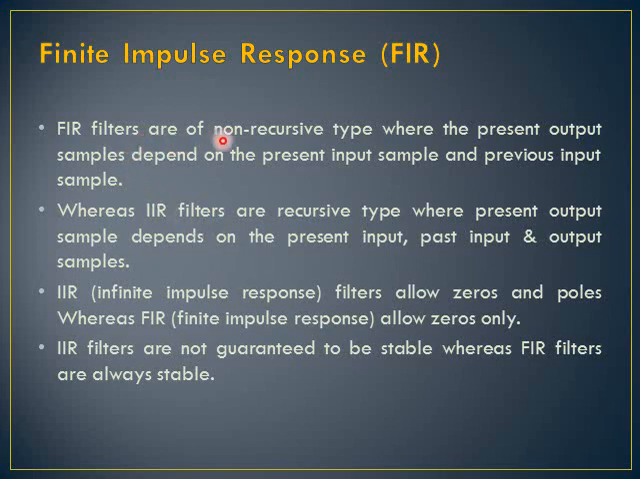FIR filters are of non-recursive type, where the present output sample depends on the present input sample and the previous input samples. Whereas IIR filters are recursive type, where the present output sample depends on the present input, past input and past output samples. Here the IIR filters allow poles and zeros, whereas the FIR allows only zeros. IIR filters are not guaranteed to be stable, whereas FIR filters are always stable.